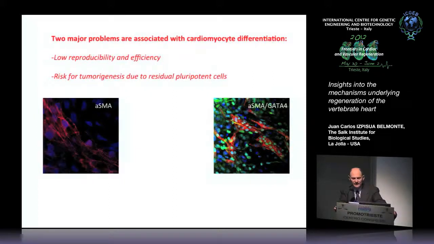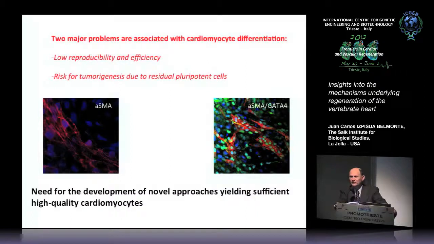The protocols we have been trying have rather low reproducibility and efficiency. And this is not only a problem in quantity, but also in the safety of these cells. Because if the protocol's efficiency is low, you will have to keep these cells in the Petri dish for a long time, and this could be a concern for tumorigenesis. Therefore, we do need other approaches to get enough cardiomyocytes, and high-quality cardiomyocytes. So I'm going to do a detour for the next 10 minutes and guide you through one of the approaches we are pursuing towards this goal.